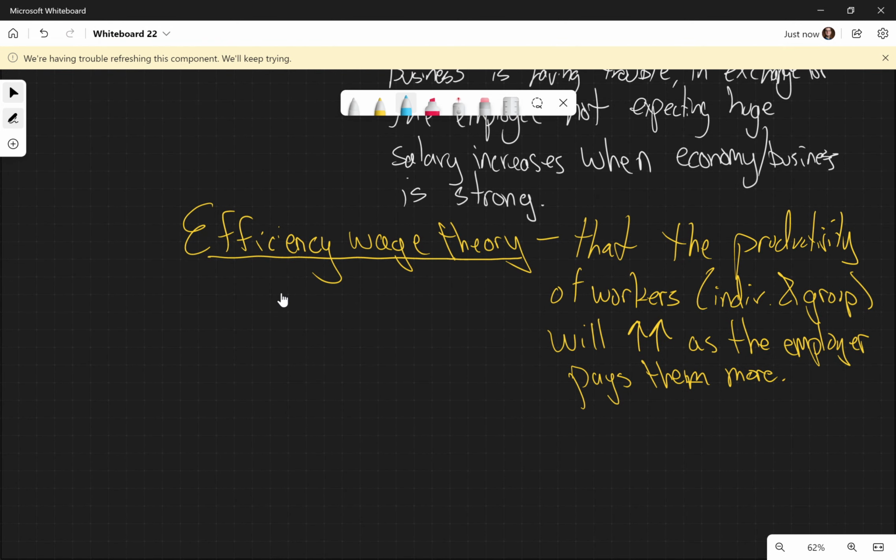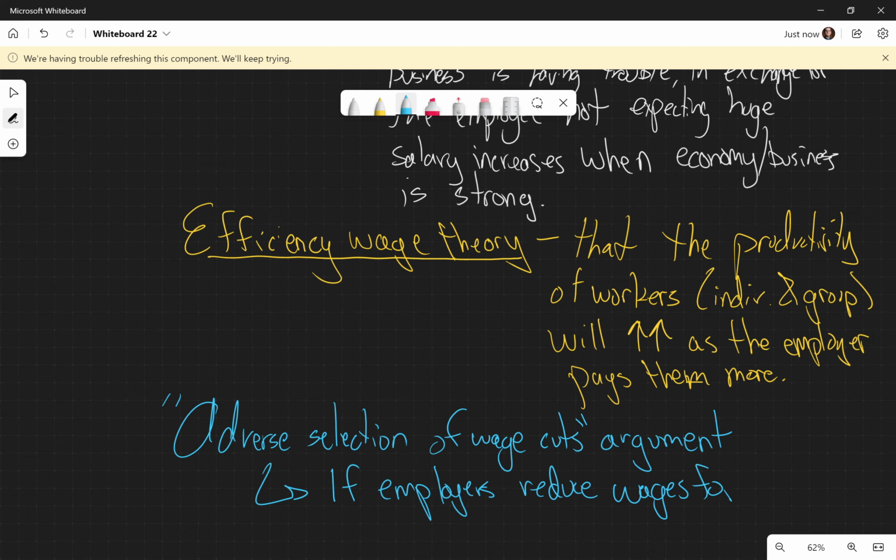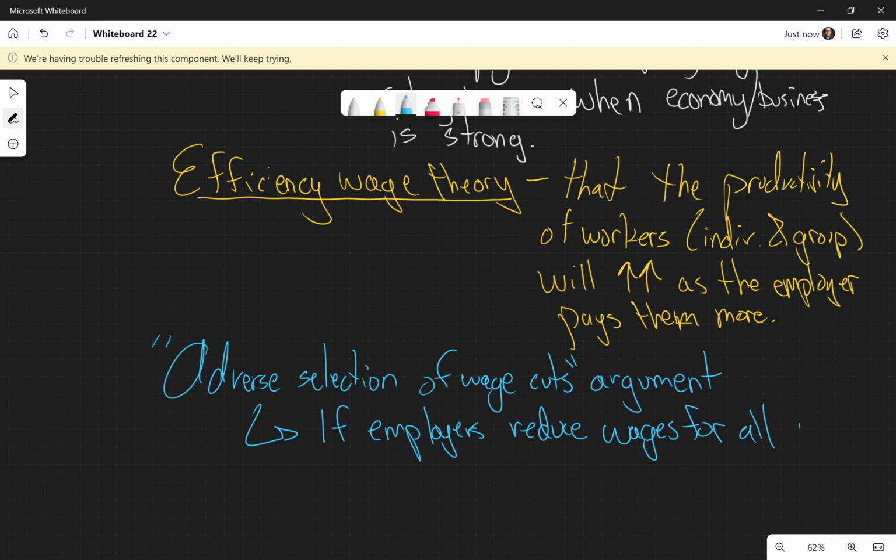All right, and our last one is our adverse selection of wage cuts argument. So this is the notion that if employers reduce the wages for all workers in some company or industry or something like that, the best of them will leave.